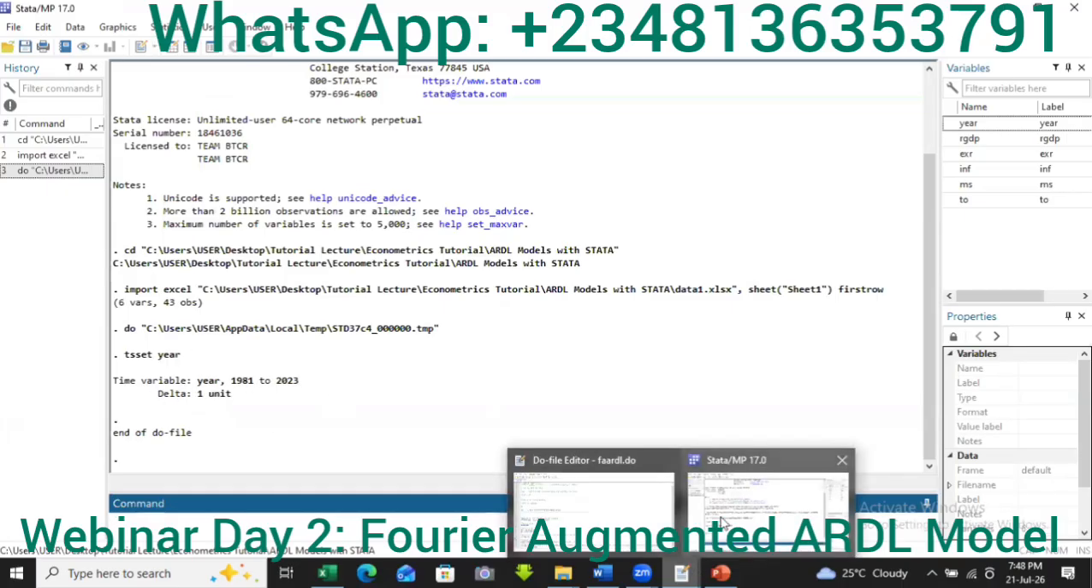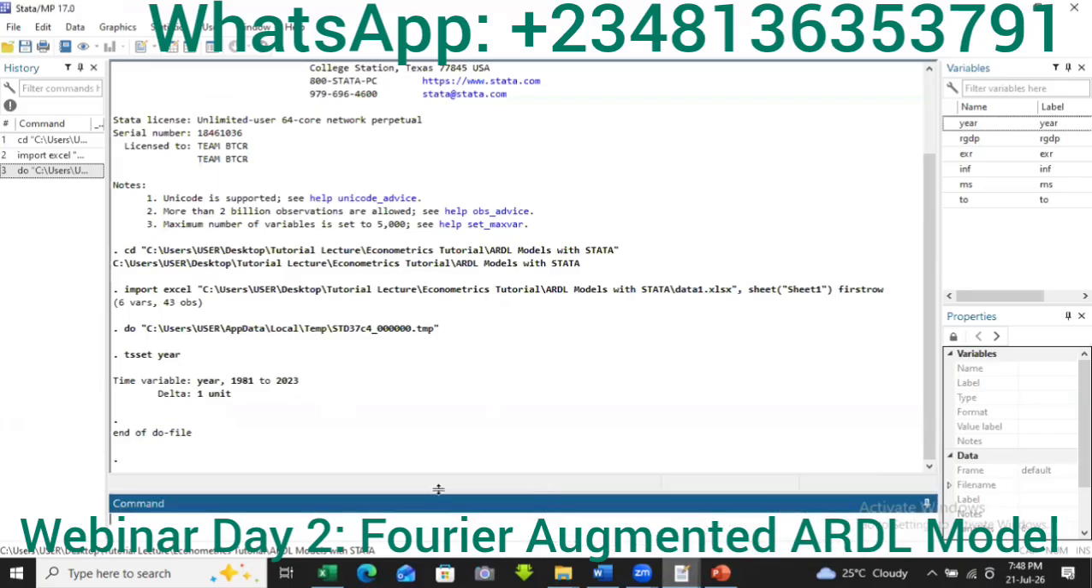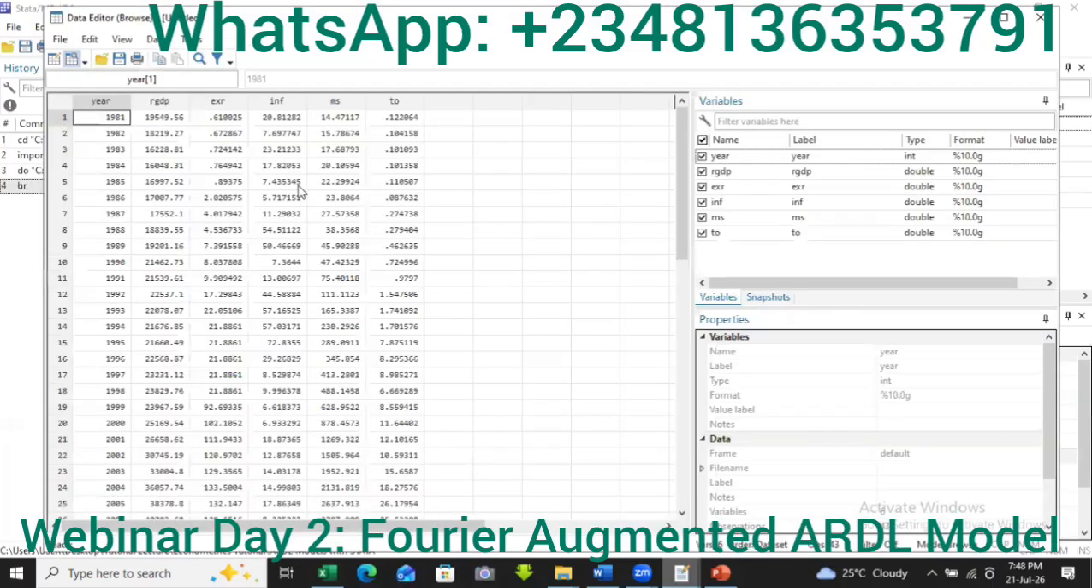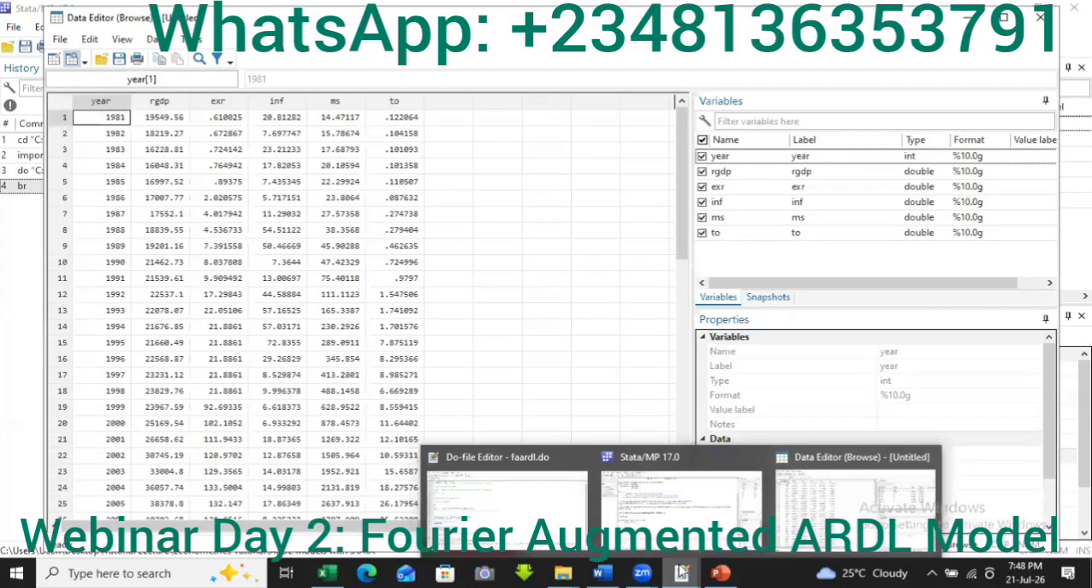I may want to view the data set. So let me go back to the environment. Then I type BR, that is browse in full. When I click OK, it will bring up my data set. You can see this is the data set, confirming that it has been imported.